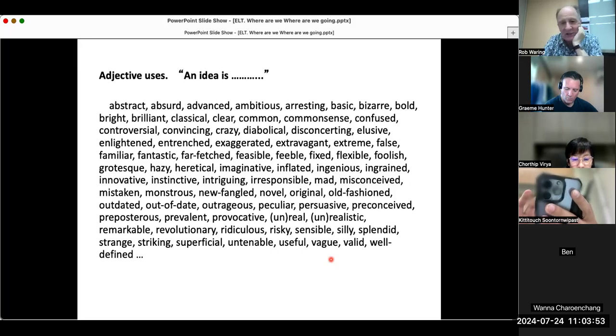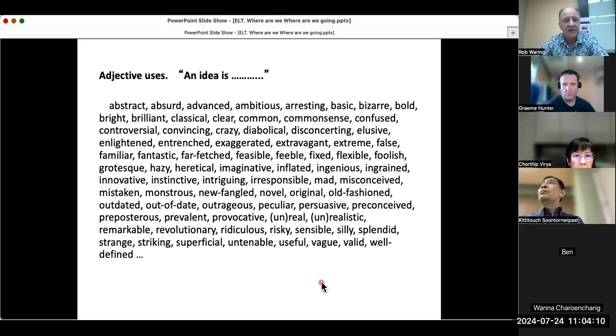Now, all the native speakers who are here will know every single one of these. And they'll know the difference between a diabolical idea and a preposterous idea. They'll know the difference between a controversial idea and, for example, a misconceived idea. And that's why they're native speakers. This is what they know. As an advanced speaker of English, if you know 50% of these, that's great.